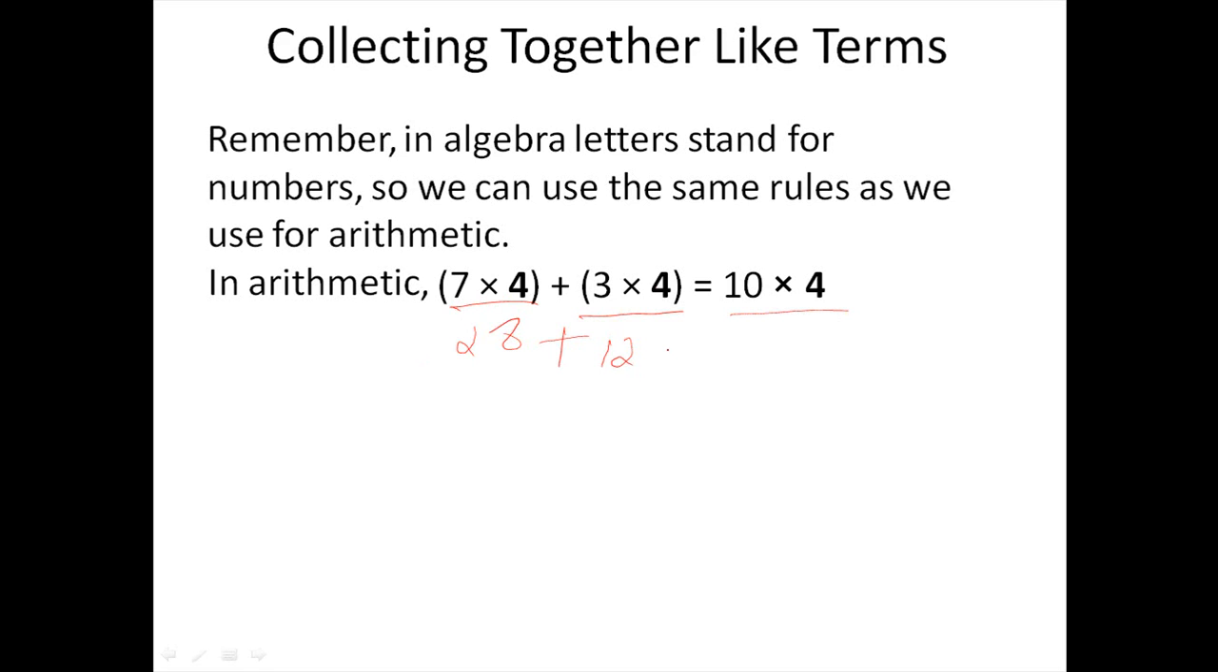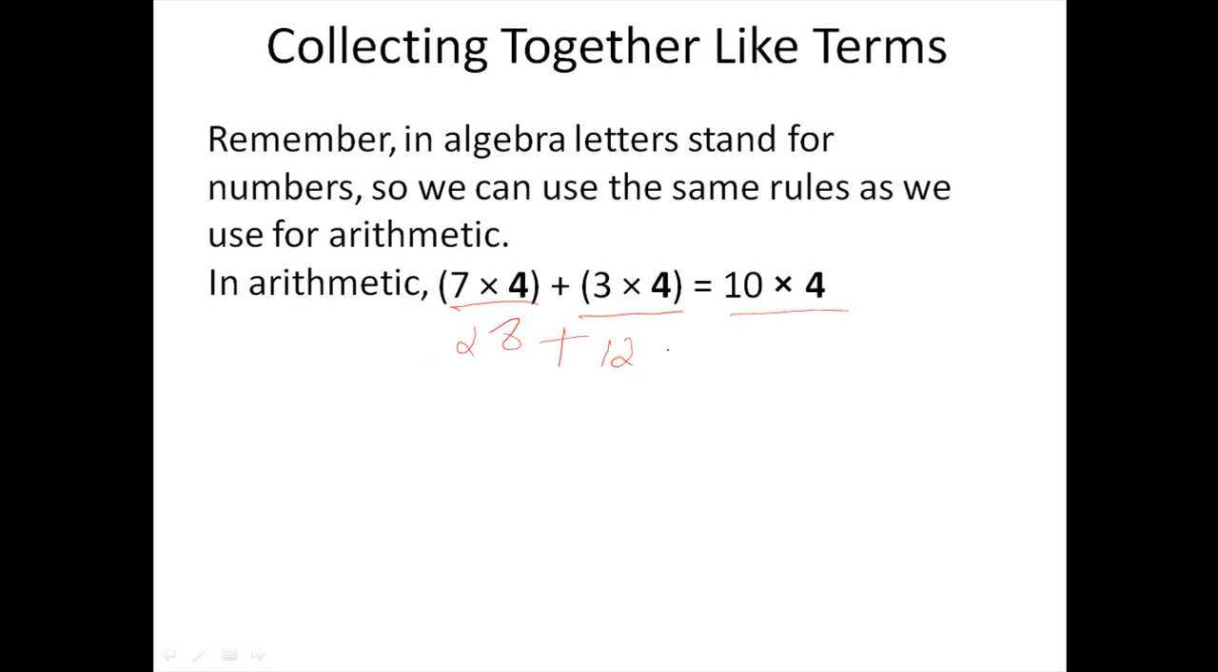You also need to remember that an expression can contain different like terms. It doesn't have to have just a like term. It doesn't have just a. It could have b, c, x, y. So you have to collect all the b's together, all the c's together, all the x's together, and so on. Here is an example.